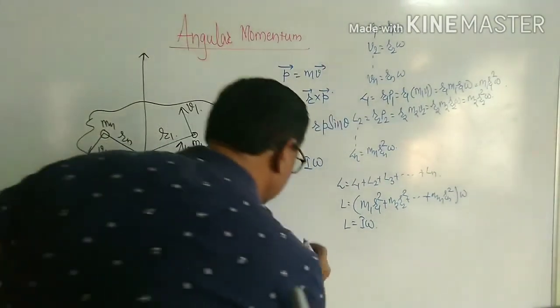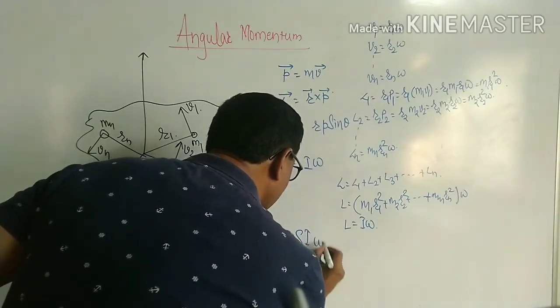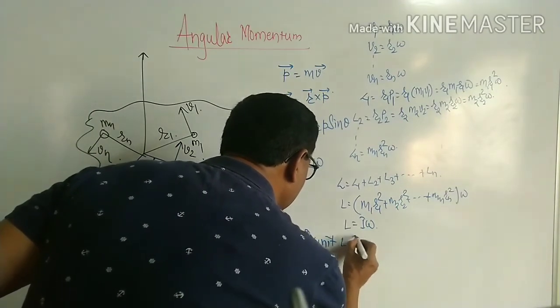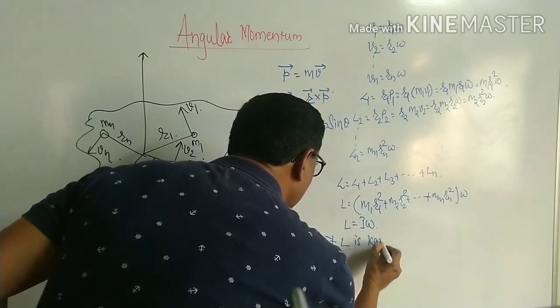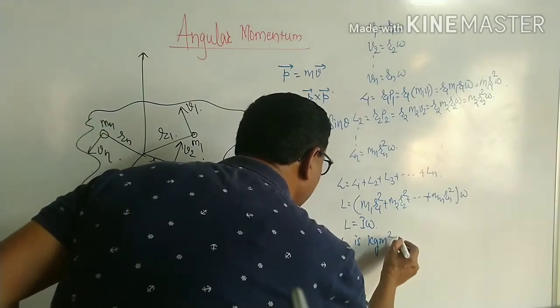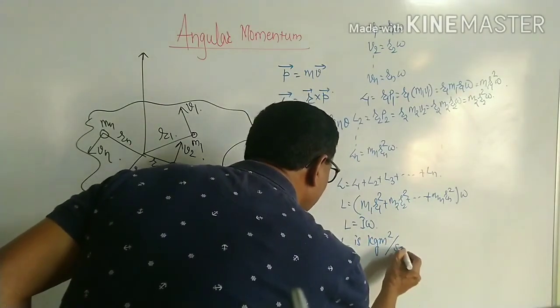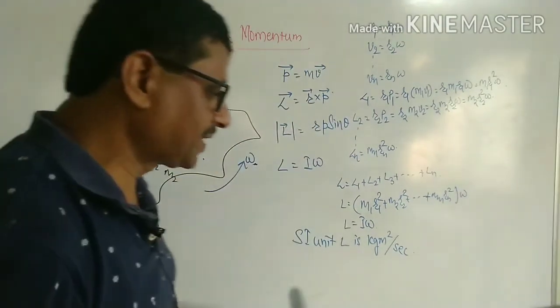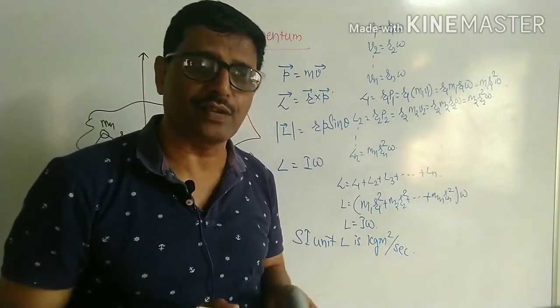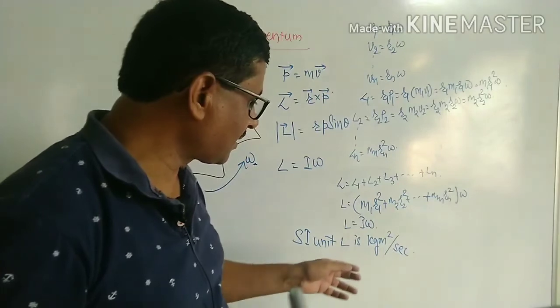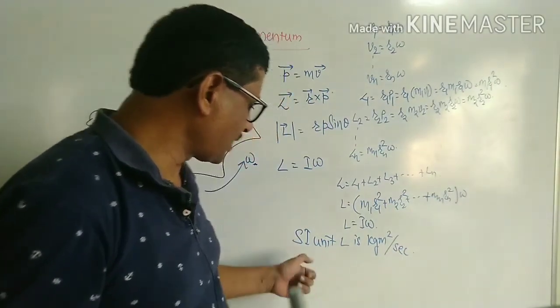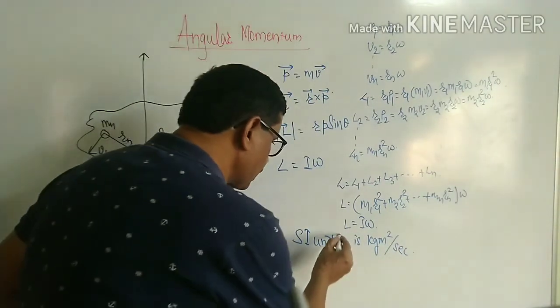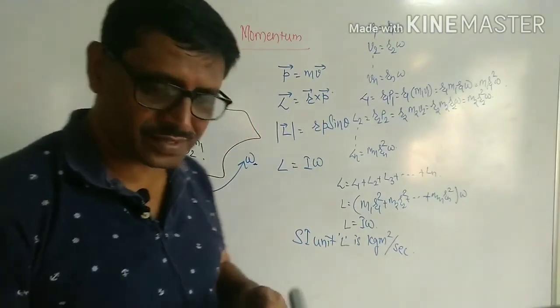The SI unit of angular momentum: the unit of moment of inertia is kilogram meter square and the unit of omega is radian per second, but radian is a supplementary SI unit, so we take here only per second. Therefore, the SI unit of angular momentum is kilogram meter square per second.